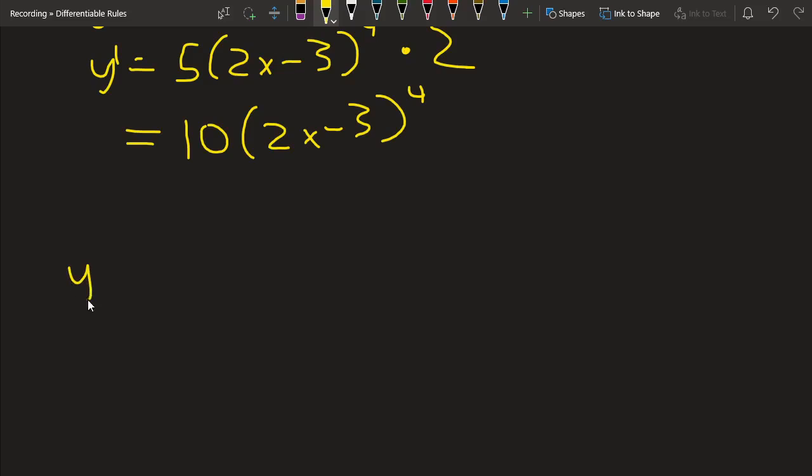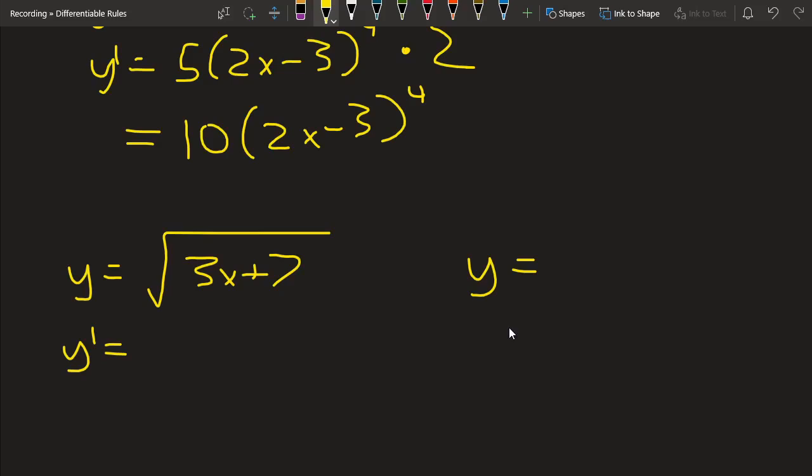So for our next practice problem, we have y equals root of 3x plus 7. Take a minute or two to try to figure this out. I'm assuming that you took a minute or two, but if you didn't, here's how you would do it. We're asked to find y prime. In this case, we can actually rewrite this as (3x plus 7) to the power of 1/2. And if it's written like this, then we know to use the power rule because there's an exponent.